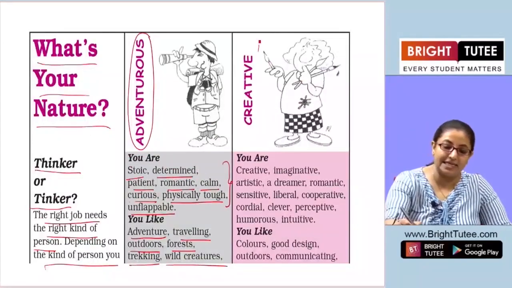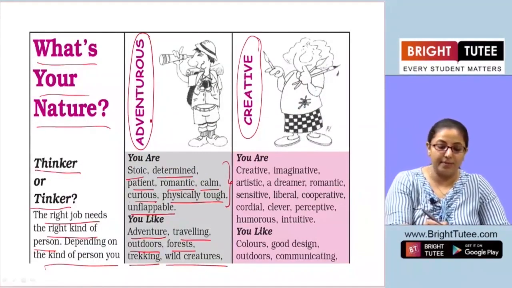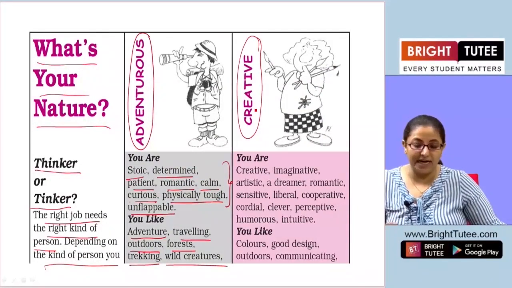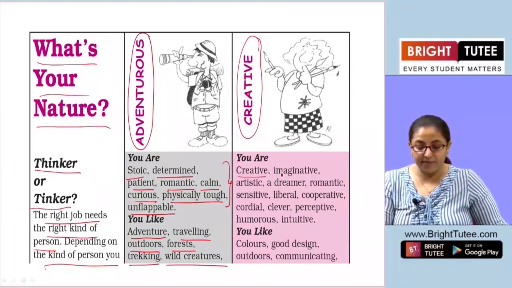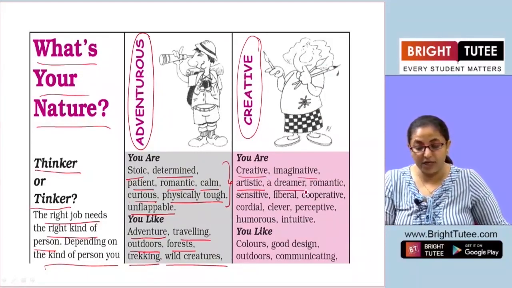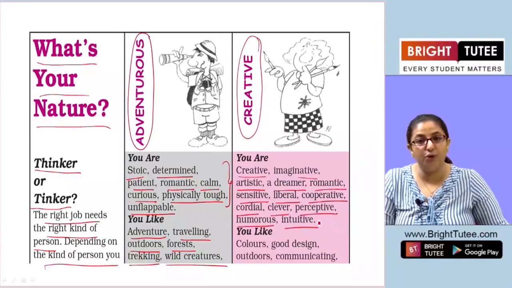Next is the creative type. So there are two types, adventurous and creative. Now let's read what the creative people are like. Creative people are creative, imaginative, artistic, dreamers, romantic, sensitive, liberal, cooperative, cordial, clever, perceptive, humorous, intuitive.